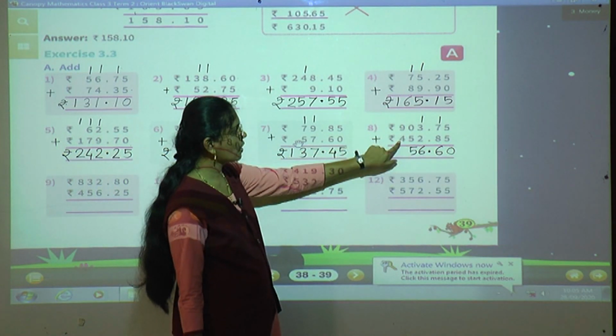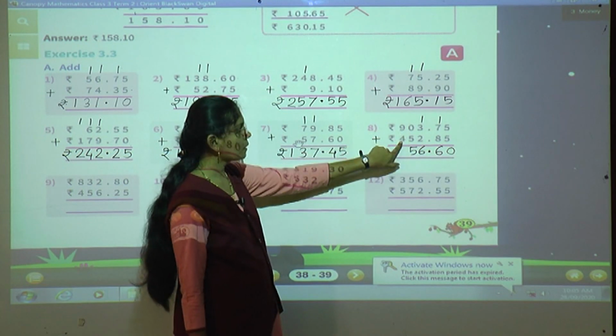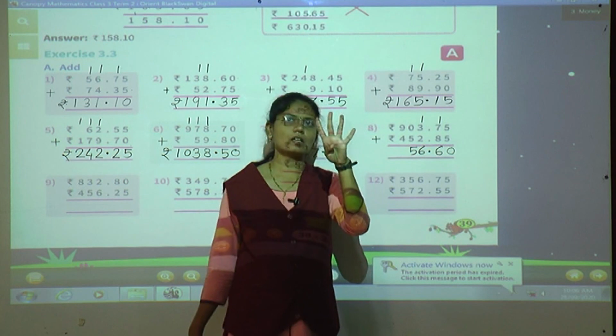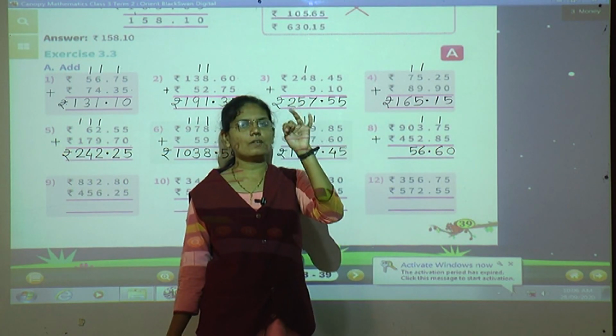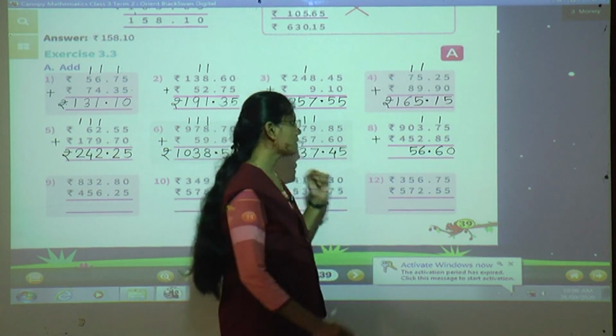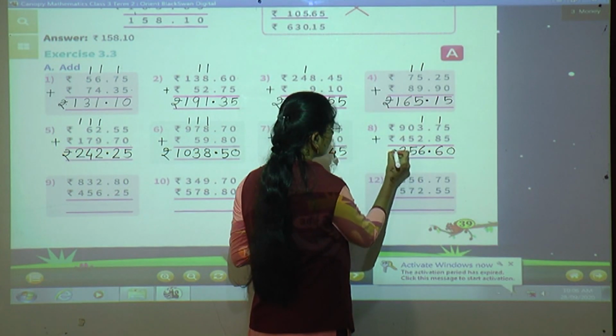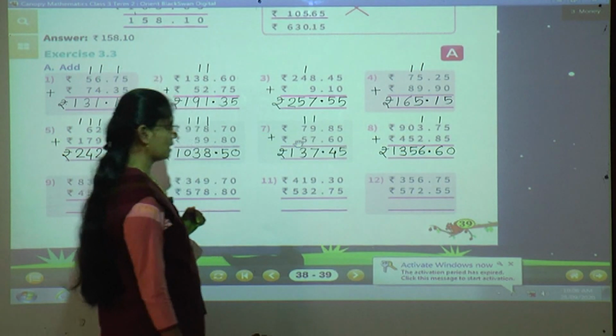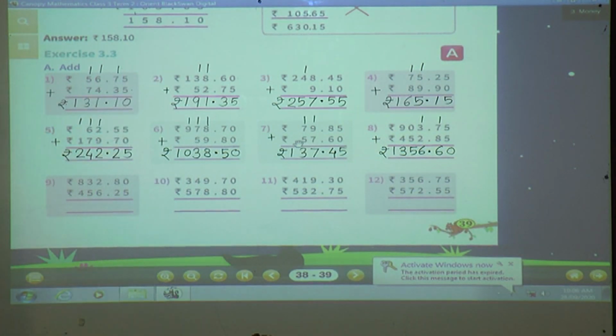Here 9 and here 4 is there. So 9 plus 4. After 9 you have to count your 4 fingers. So count your 4 fingers after 9. 10, 11, 12, 13. So 9 plus 4, 13. So we will write here 13 and you have to give a symbol of rupees. So read the answer. What is the answer? Rupees 1356 and 60 paise. Okay, clear?